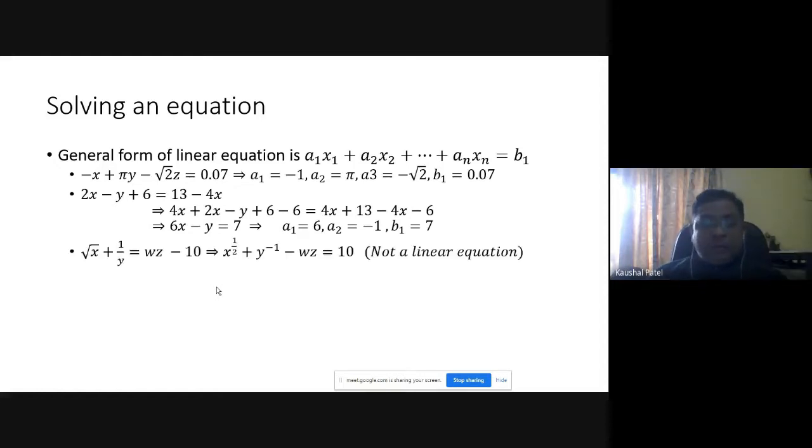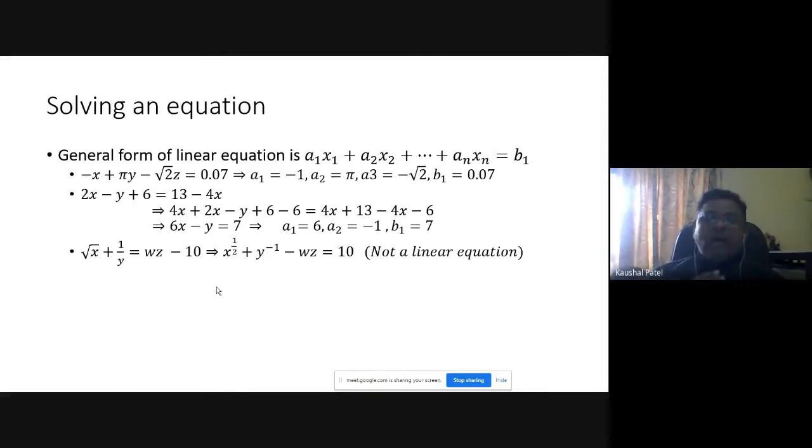And suppose we go with this one: root x plus 1 upon y is equal to wz minus 10. After simplifying, we get x raised to 1 by 2, y raised to minus 1, wz is equal to 10. Here the coefficient a1 of x is 1, but it has a power, x raised to 1 by 2.